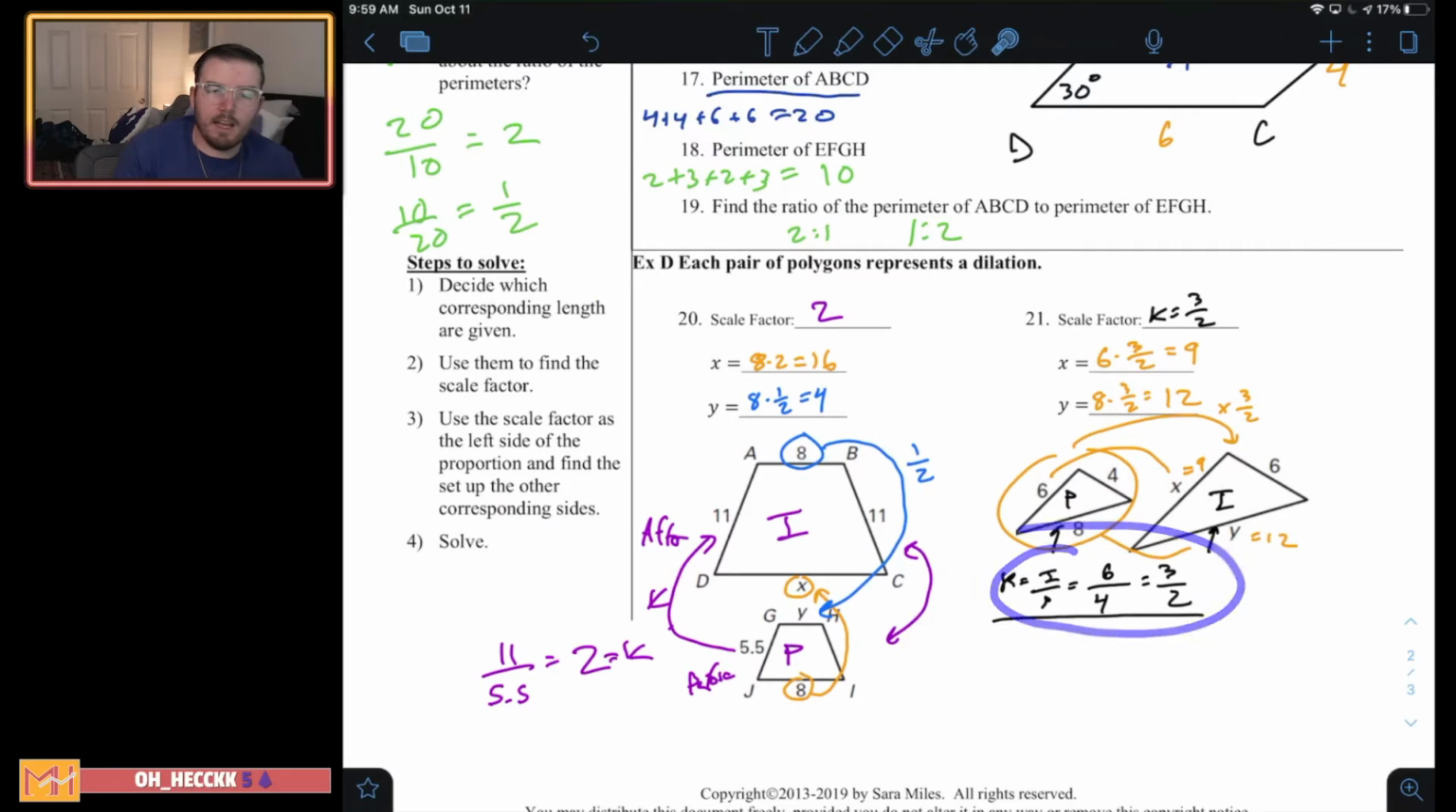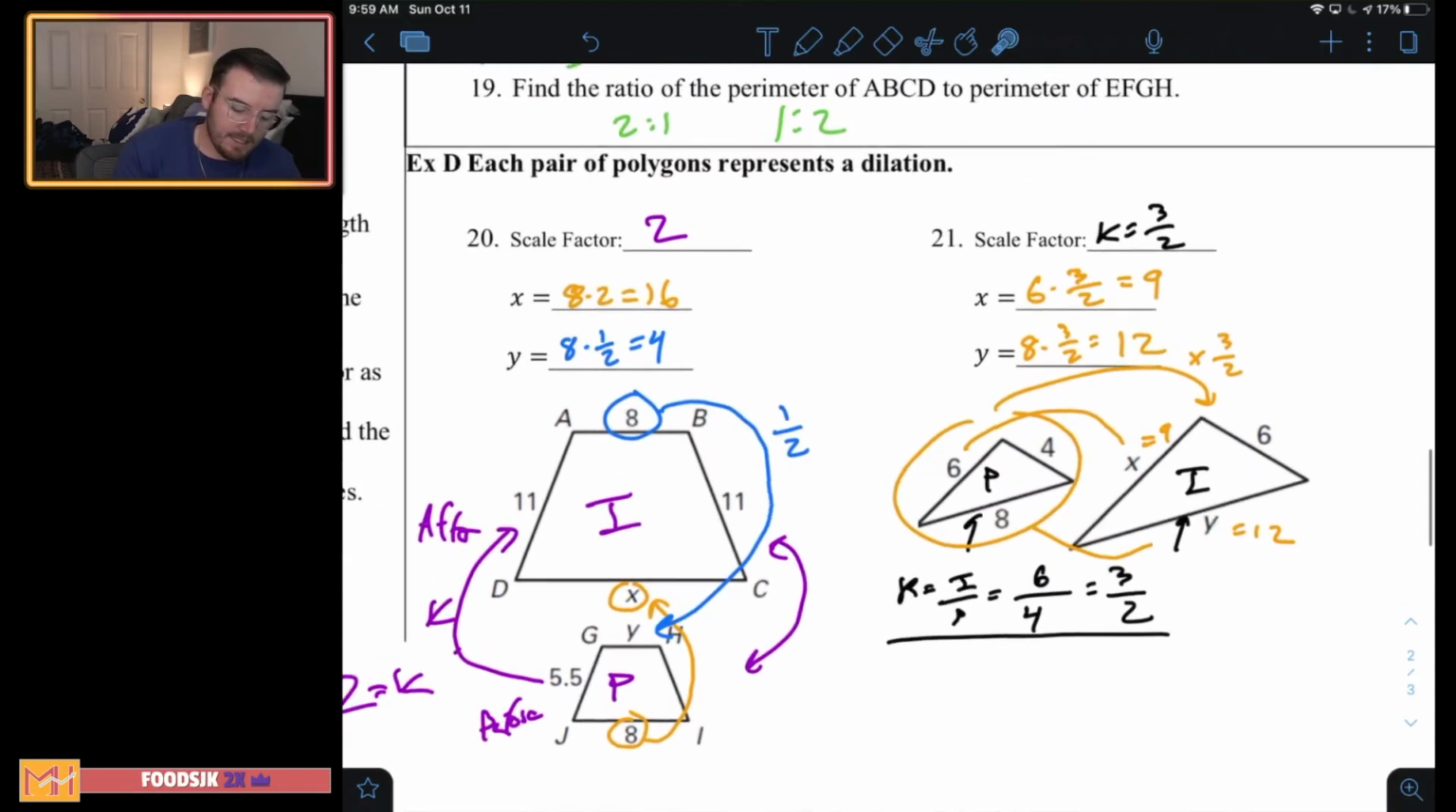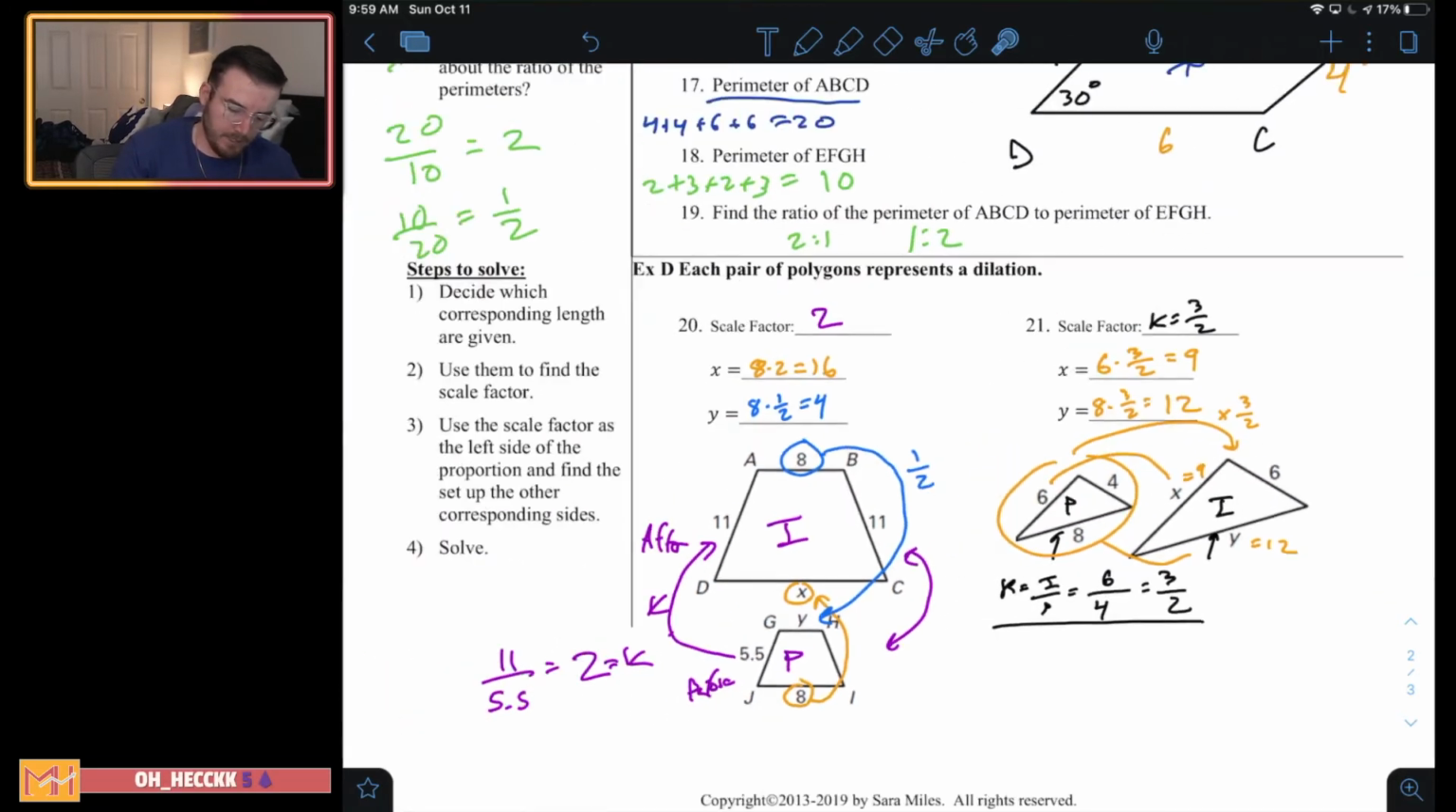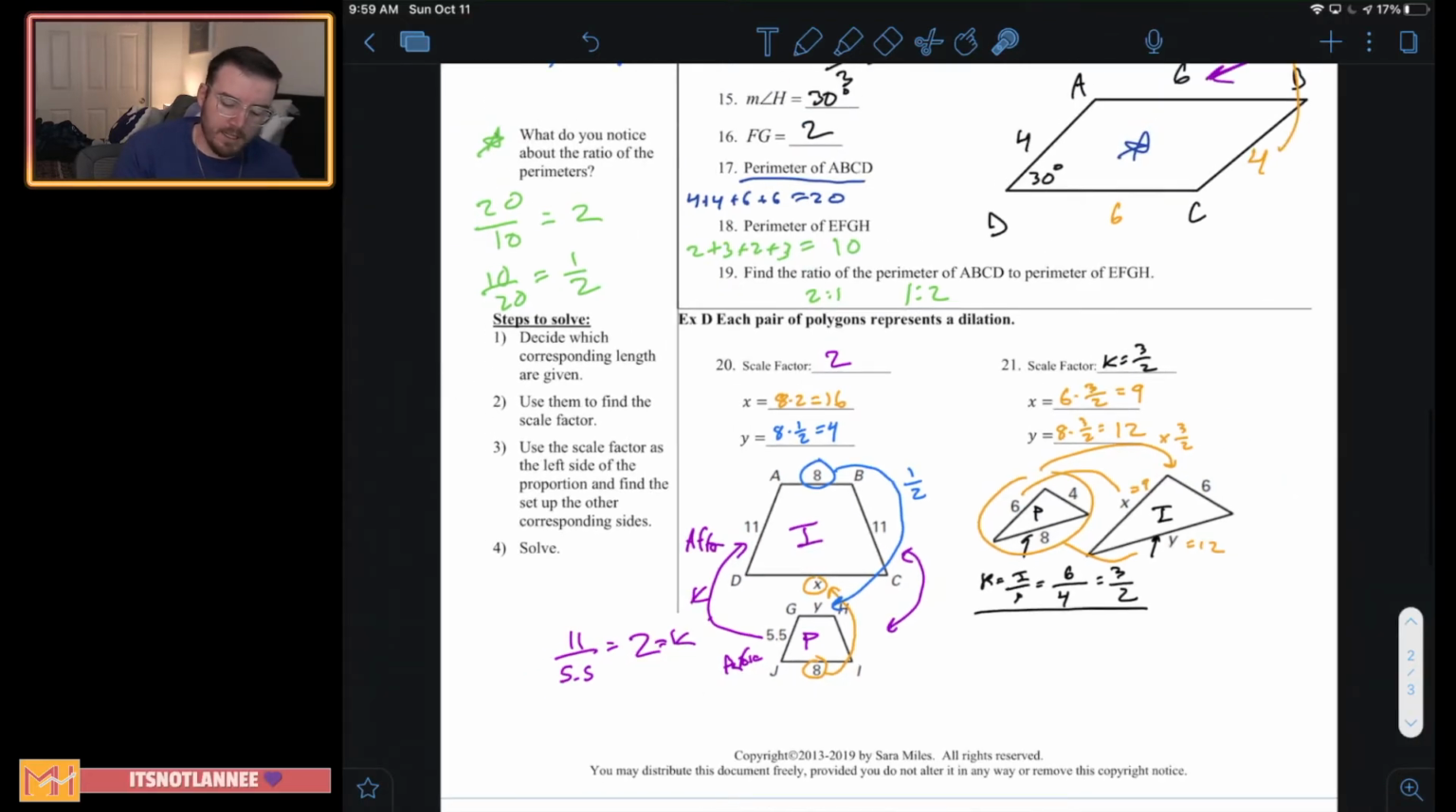Please keep that in mind at all times when finding your scale factor. Image over pre-image. Grab a length from the image and grab a length that corresponds with it from the pre-image. Image over pre-image, boom, you have your scale factor. It's as easy as that every time. You don't have to guess. You don't have to look at it and times 2, times 3. Image over pre-image, boom, you've got it.